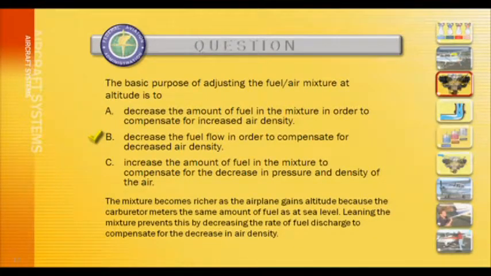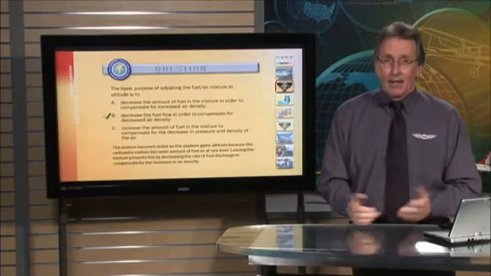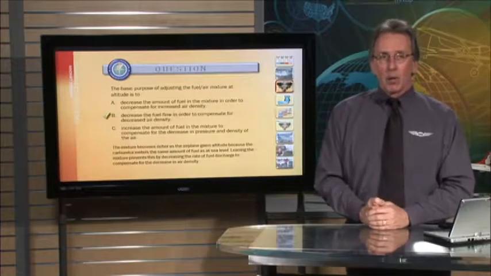Remember, the mixture becomes richer as the airplane gains altitude because the carburetor meters the same amount of fuel as at sea level. Leaning the mixture prevents this by decreasing the rate of fuel discharge to compensate for the decrease in air density. Your answer, pretty straightforward.